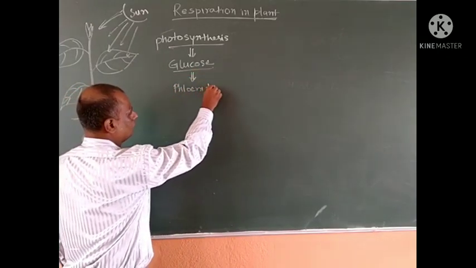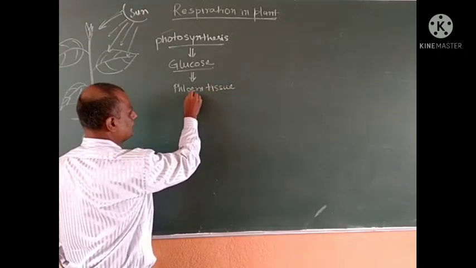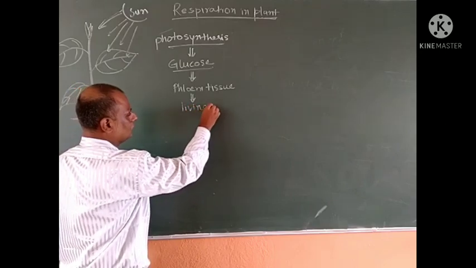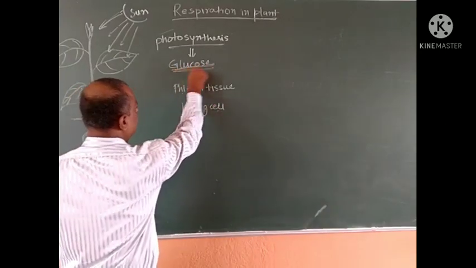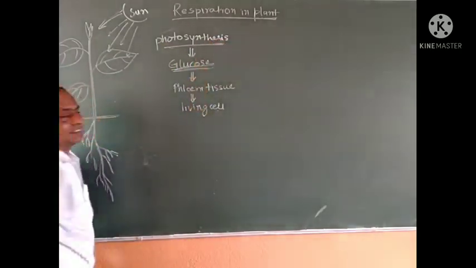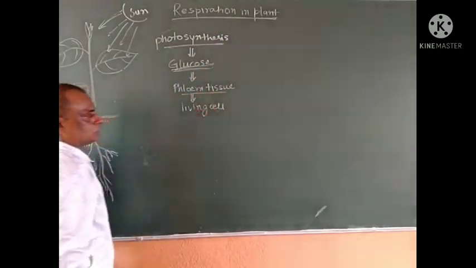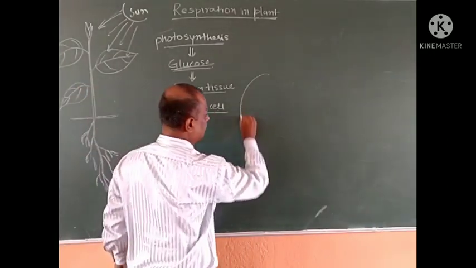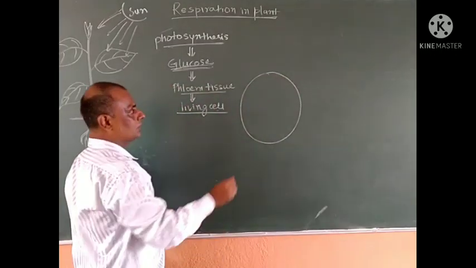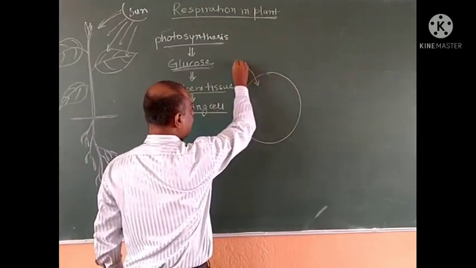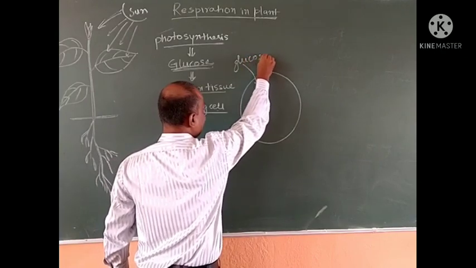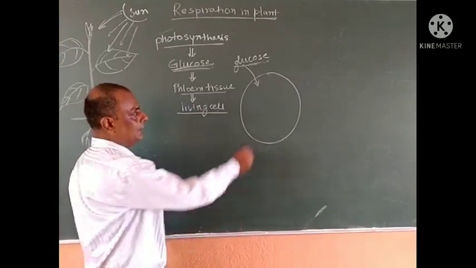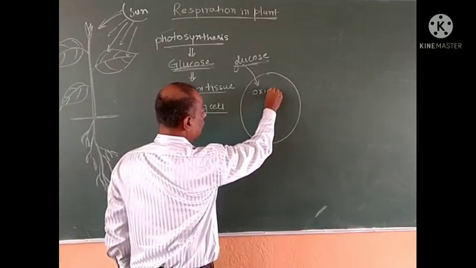And this glucose is sent to each and every living cell. Means the glucose that is produced during photosynthesis is carried by phloem tissue to each and every living cell of the plant. Now suppose this is the living cell. Here the glucose comes. Now inside the cell the oxidation of glucose takes place.